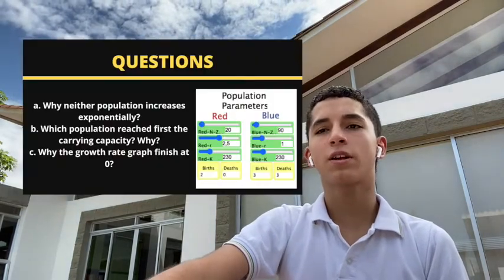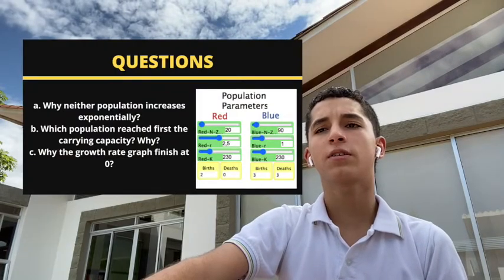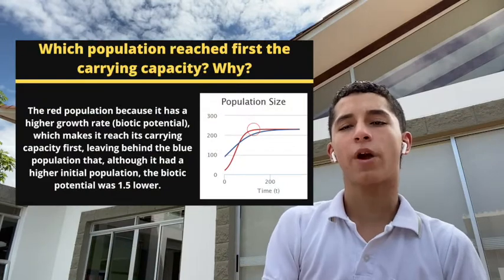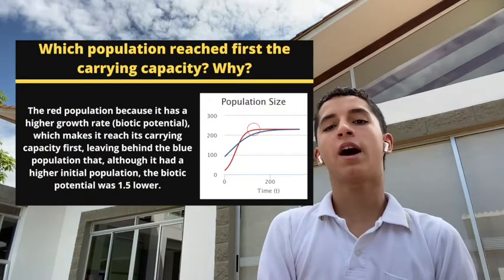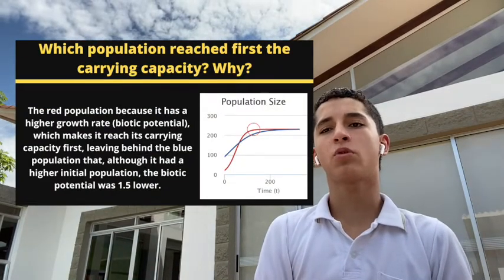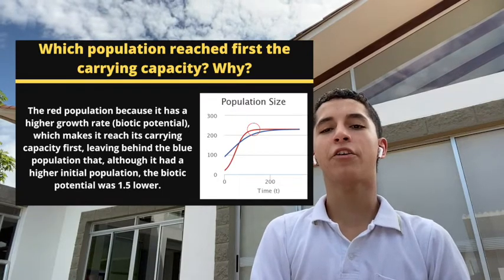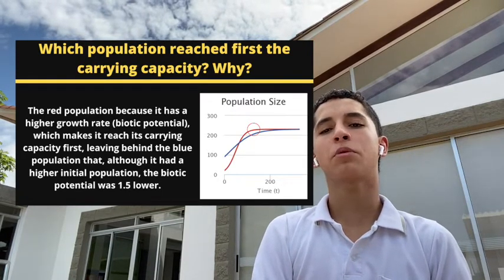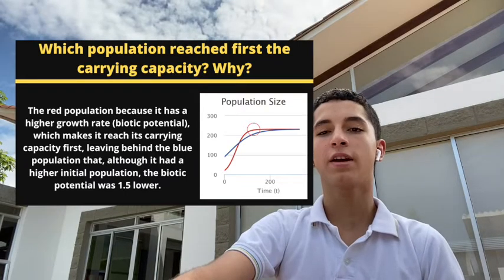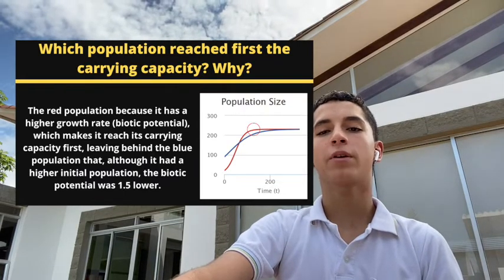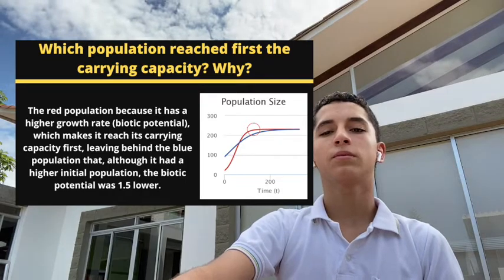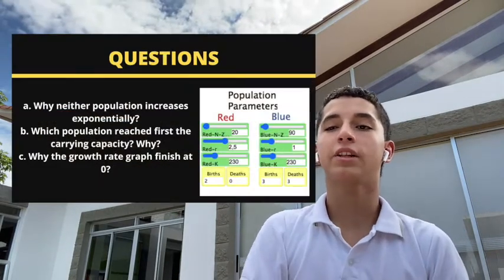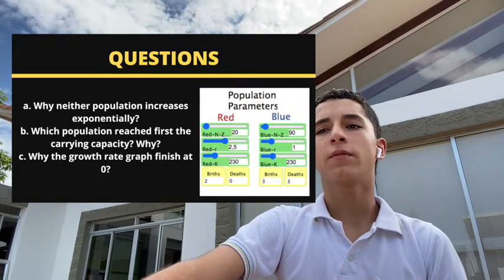The second question was, which population reached the carrying capacity first and why? Here it is shown that the red population is the one. Also, it has a lower initial population than blue, because it has a higher biotic potential, which means that the individuals can reproduce faster. On the other hand, blue had a lower biotic potential, which makes it grow slower than red. And last but not least, why does the growth rate graph finish at 0?